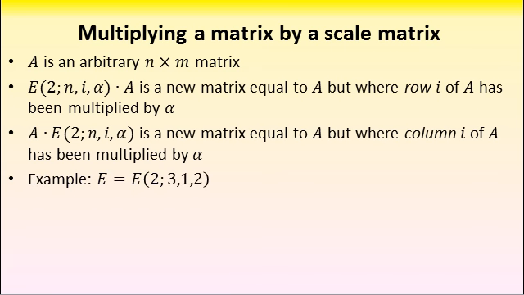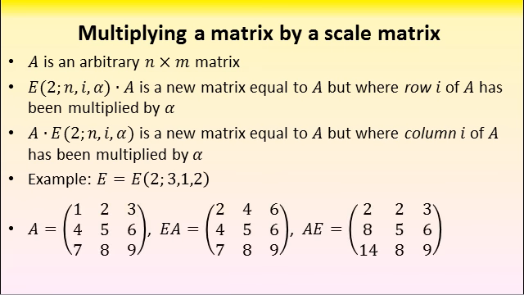Here's another example. E is 3 by 3. I have scaled the first diagonal element and the scale factor is 2. And so taking A to be this matrix, pre-multiplying by E will multiply the entire first row by 2, while post-multiplying by E will multiply the entire first column by 2.